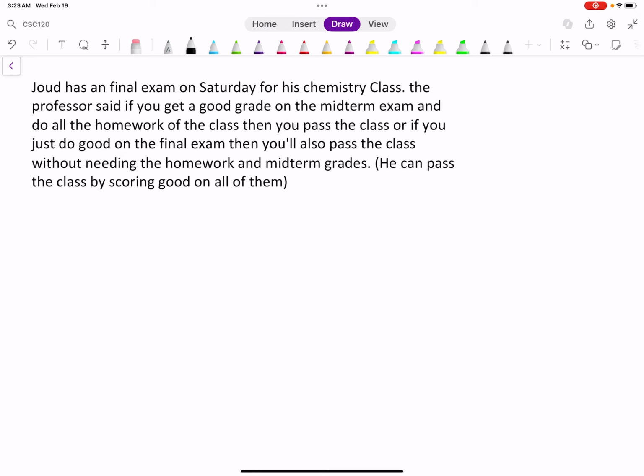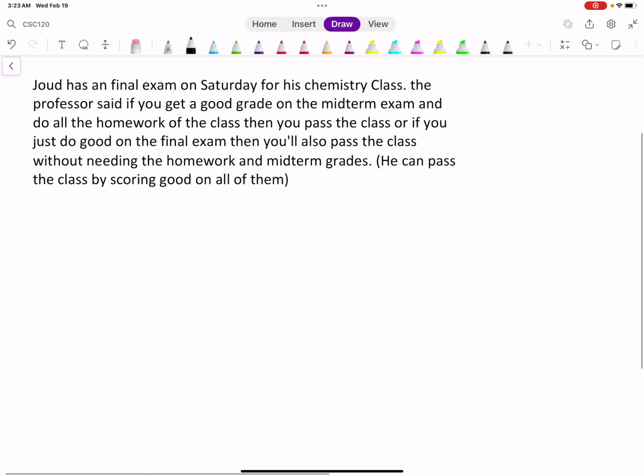The professor said if you get a good grade on the midterm exam and do all the homework of the class, then you'll pass the class. If you just do good on the final, then you'll pass the class without needing the homework and the midterm grades. He can also pass the class by scoring good on all of them.